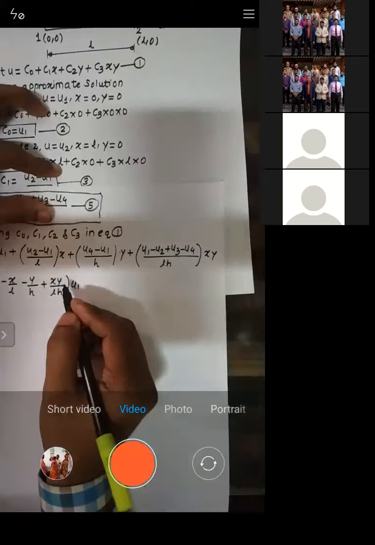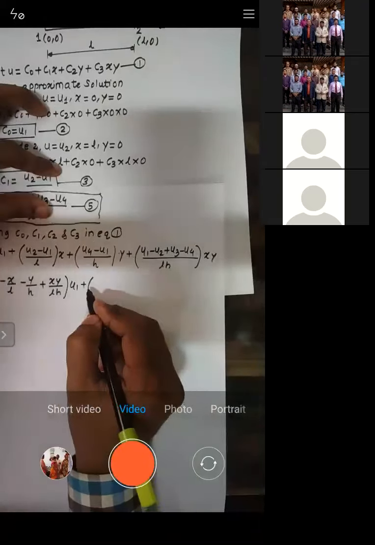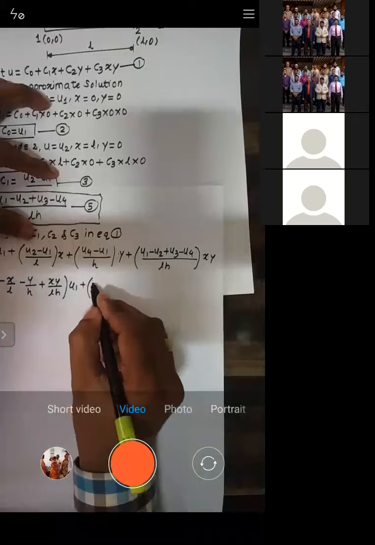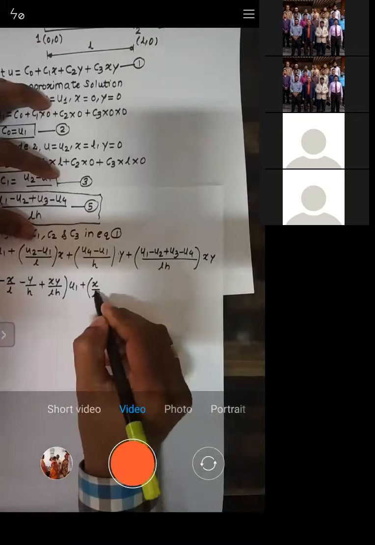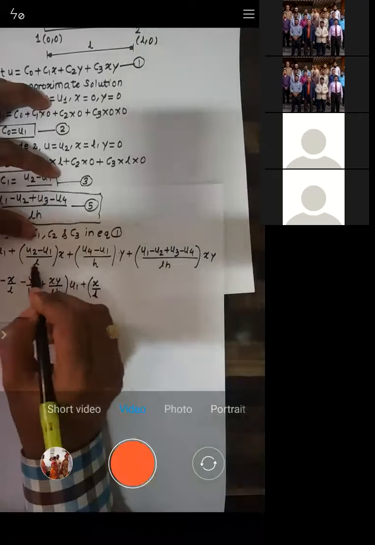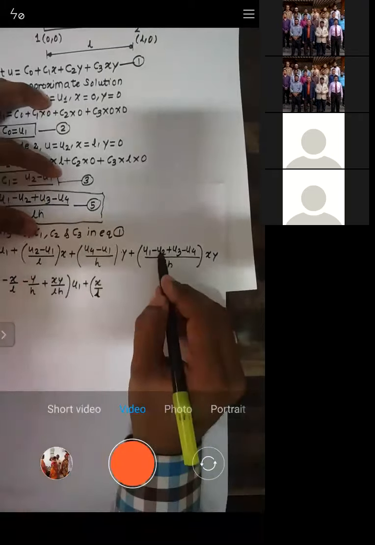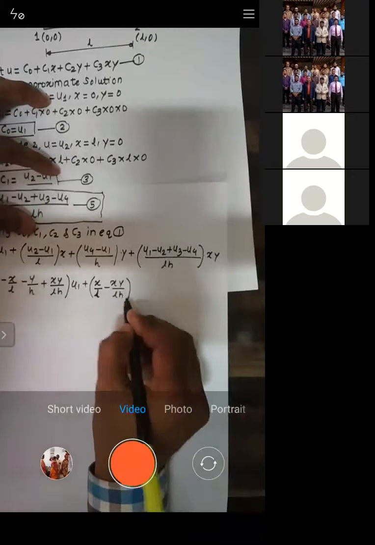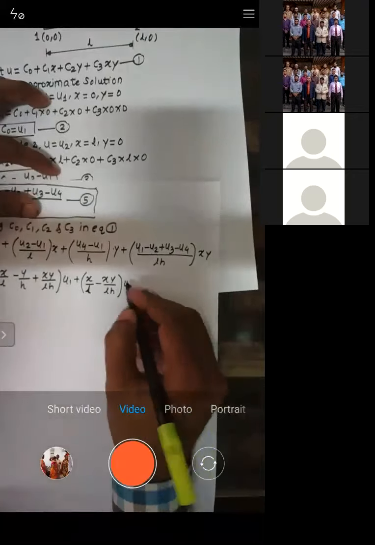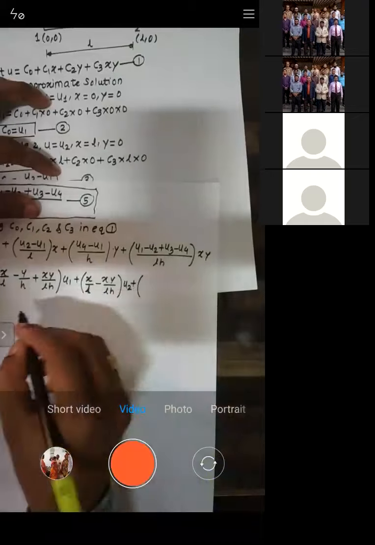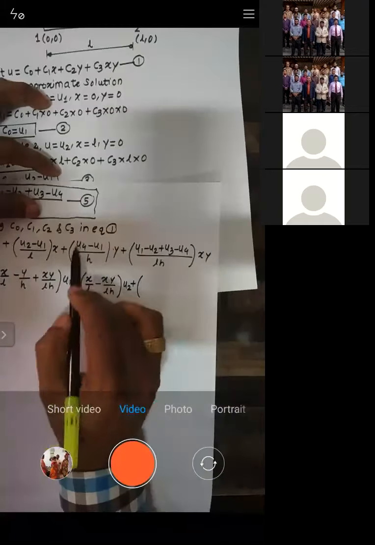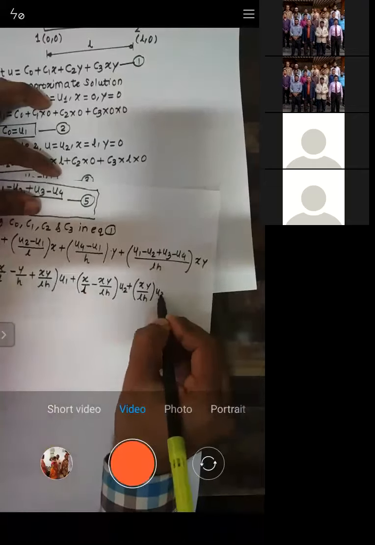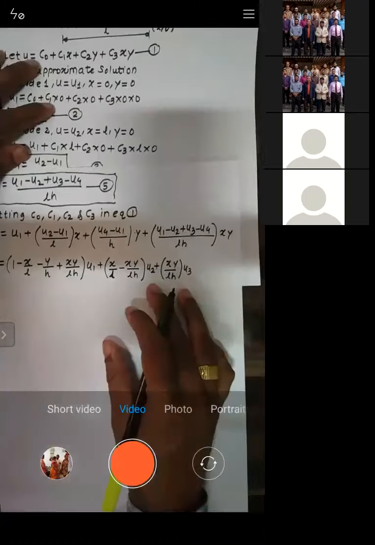Next, tell me, for U2, what will you get? What is the coefficient of U2 here? X by L. Yes or no? X by L, right? This is the coefficient of U2, X by L. Here, what is the coefficient of U2? Minus XY by LH. Is it okay? So this is the coefficient of U2. Plus, now I need to write down the coefficient of U3. Here there is no U3, here there is no U3, here it is U3. That is XY by LH into U3, right?